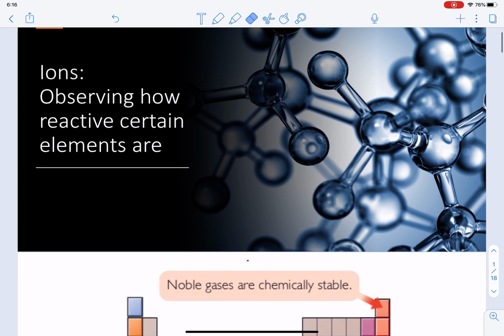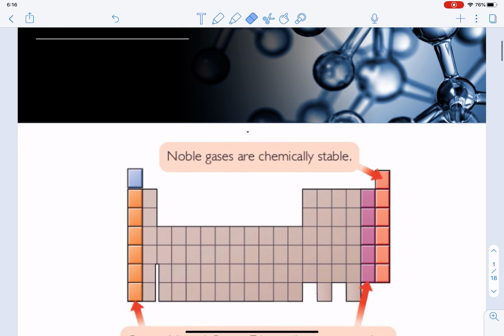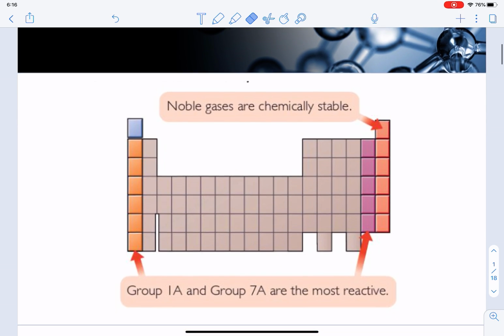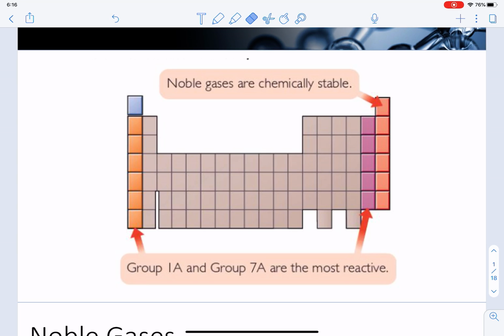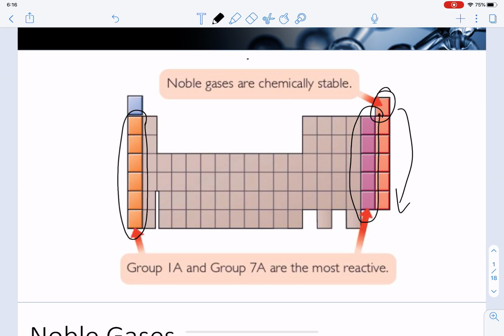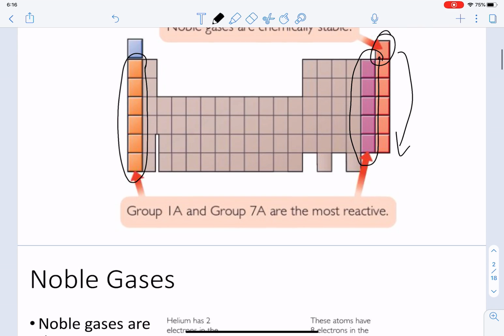So in order to look at ions, we're going to look at how reactive elements are. And this is something Mendeleev did. When he first started to create the periodic table, he noticed that elements in the first column, group 1A, and elements in the second last column, group 7A, were both extremely reactive. Okay, so we're going to look to see why those two groups of elements are reactive. And he didn't even know about the noble gases, right? They weren't discovered till later on because, well, we can talk about that now.